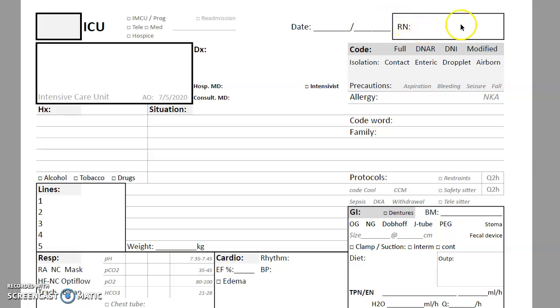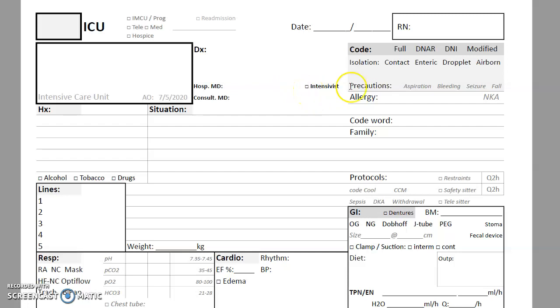And right here you're going to put the names of the nurses who gave you a report. If patient is a readmission, you will write right here date and possibly diagnosis. And if patient is transferring out to the intermediate care, progressive care, med tele, or hospice, you will put a check mark right here. Right here in the middle, you put your diagnosis for this patient. Let's see, your hospitalist name, your consulting physicians, and intensivist, if intensivist is involved in the ICU care for that patient or not.